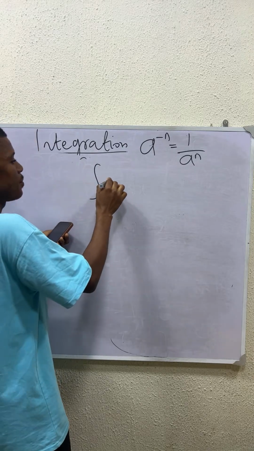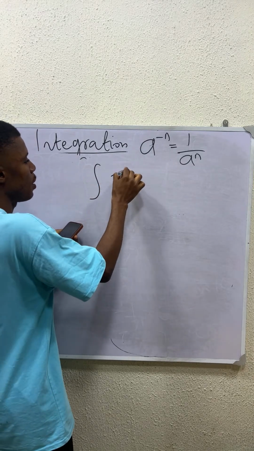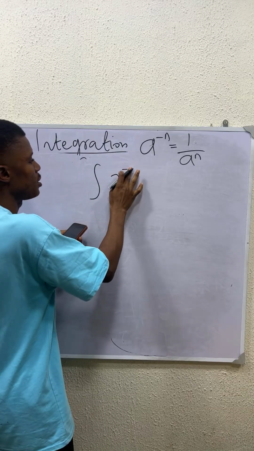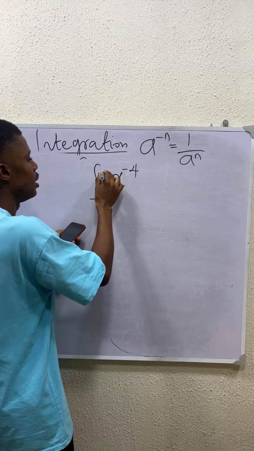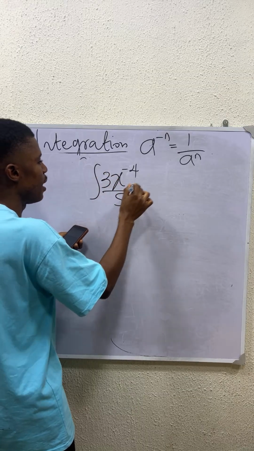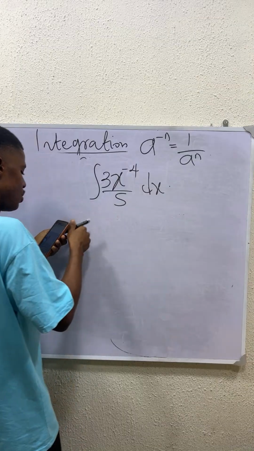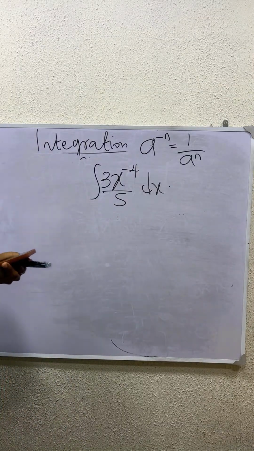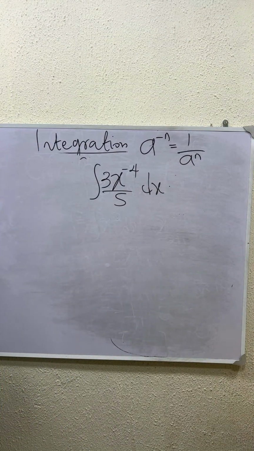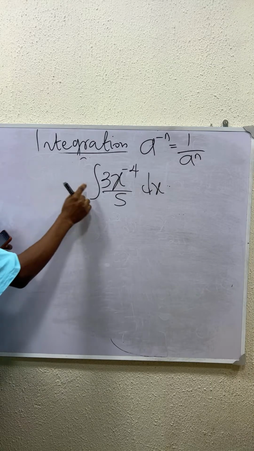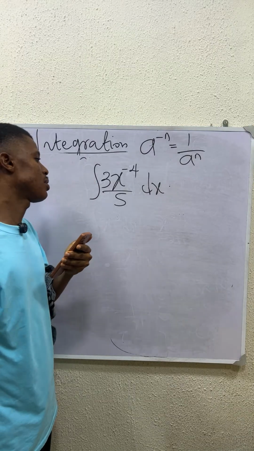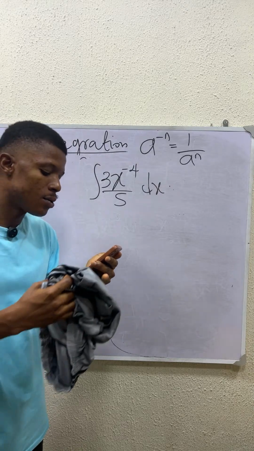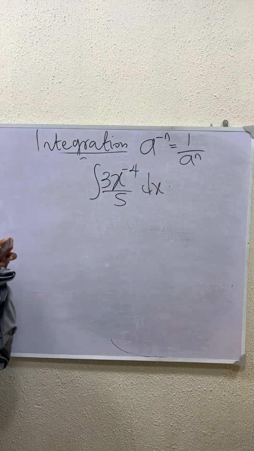This is classwork time. I want us to integrate x to the power of 3x minus 4 over 5 with respect to x. Who can get it right? You said you read it in class 6, that's good. Let's try this one: integrate x to the power 3x minus 4 plus 5 with respect to x. Who can do that?